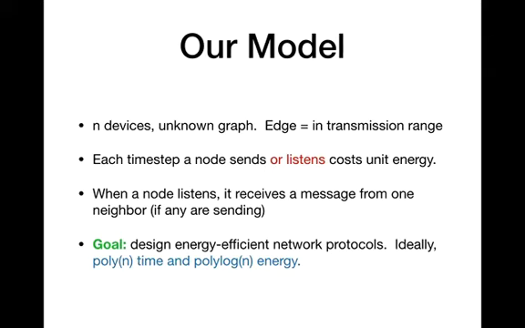Okay, so let's talk about the model again. There are n devices on an unknown graph, and an edge in the graph corresponds to being within transmission range. Each time step that a node sends or listens costs 1 unit of energy. And when a node listens, it receives a message from one neighbor if any of them are sending. And our goal is to design energy efficient network protocols. Ideally, what this means is we want protocols which run in poly n time and polylog n energy usage per node.